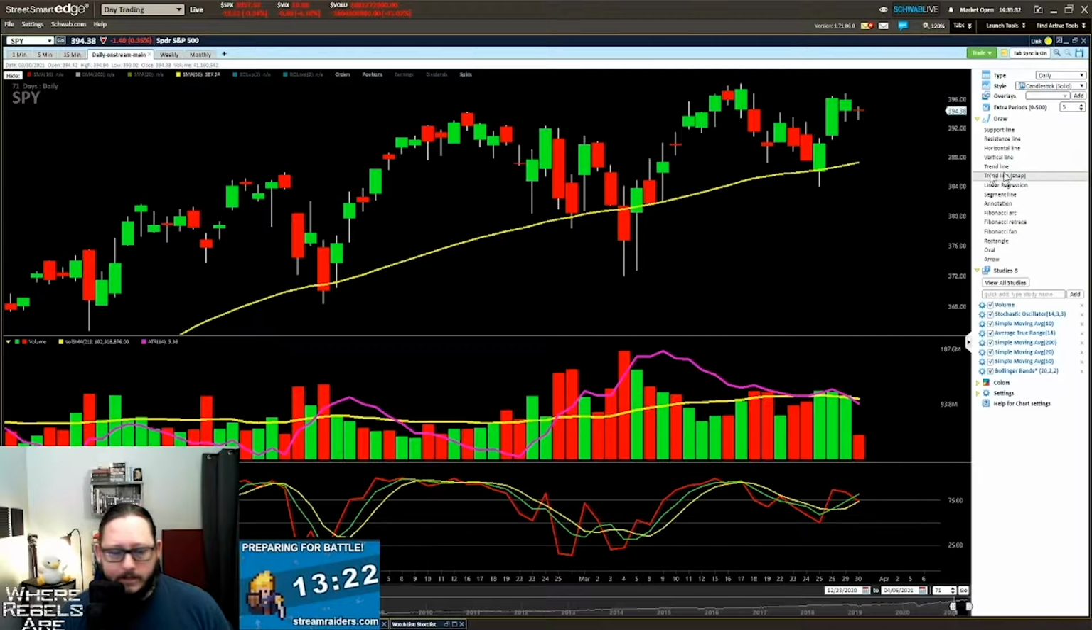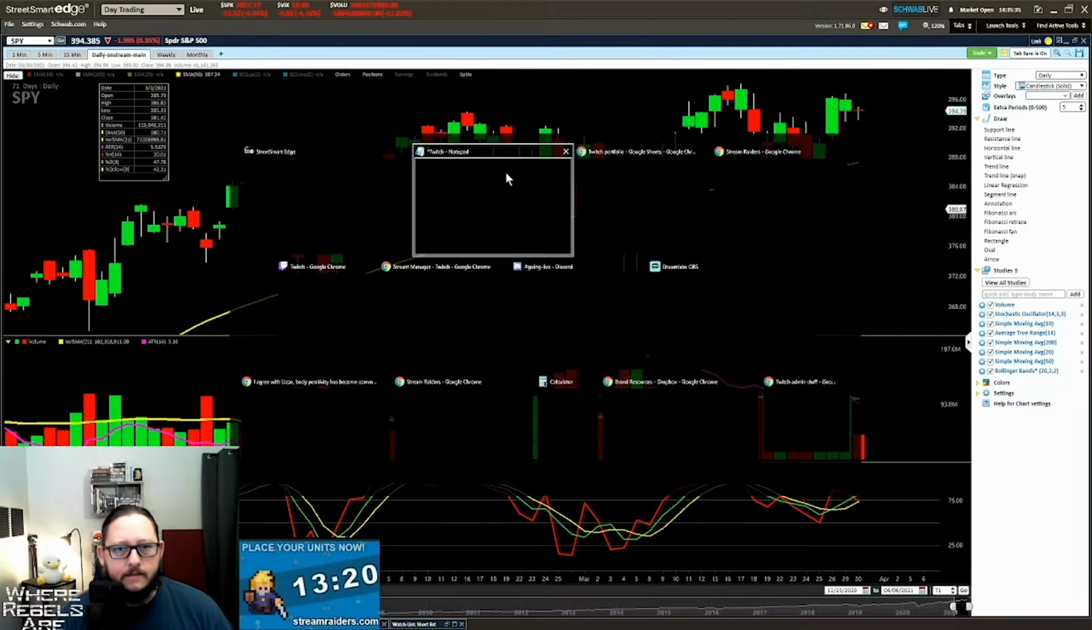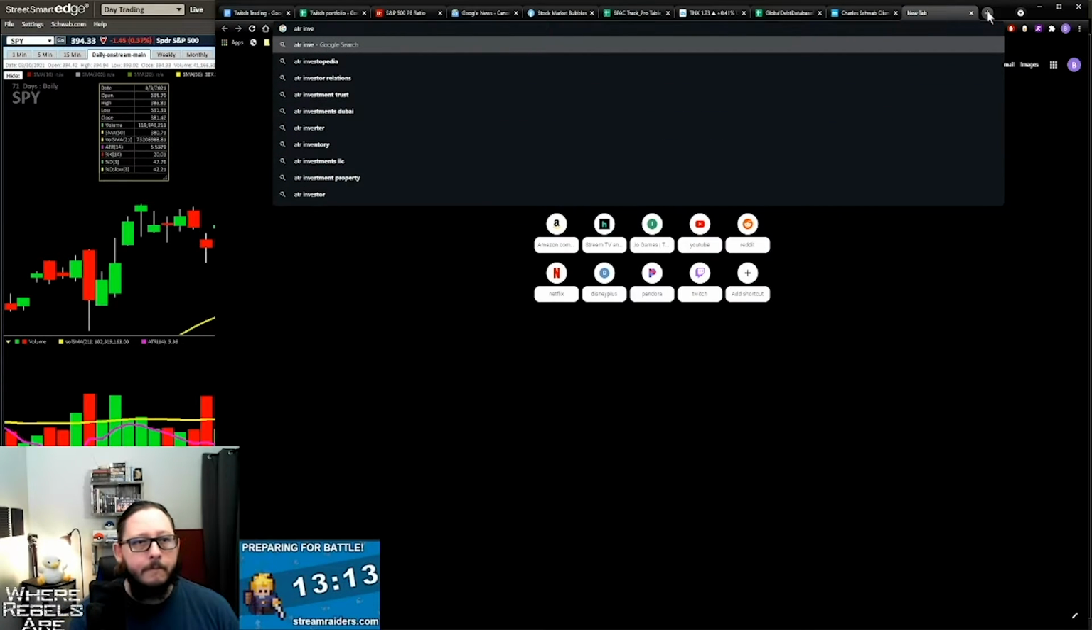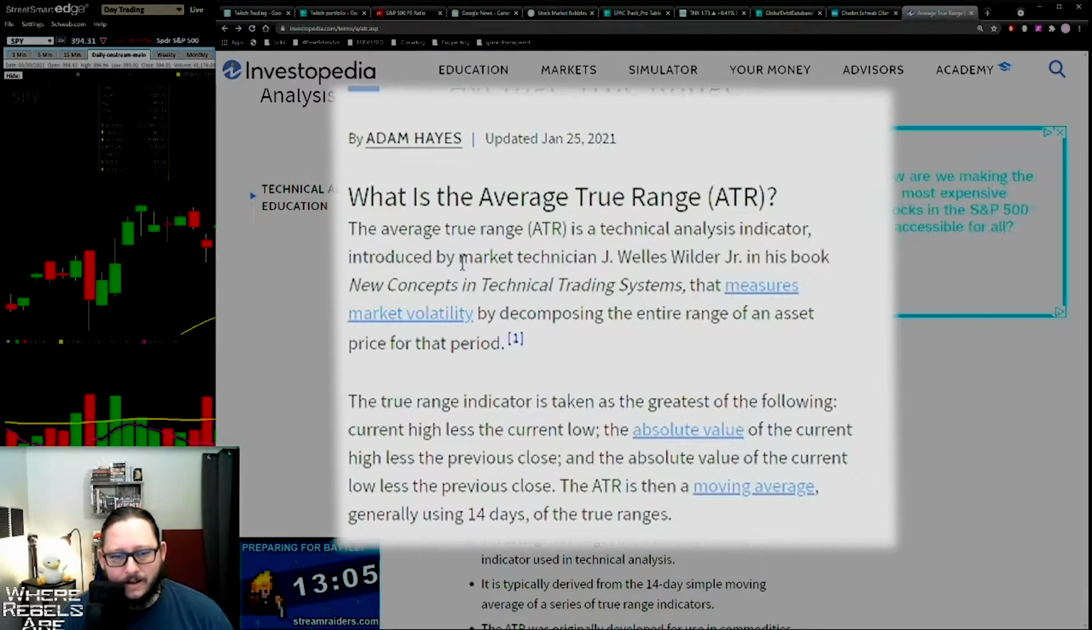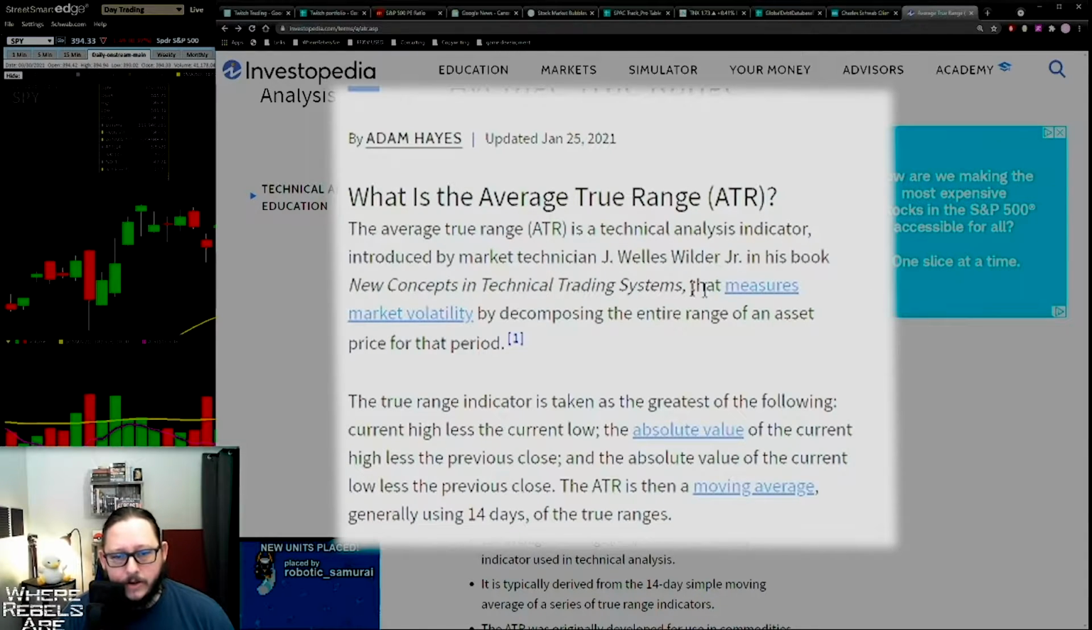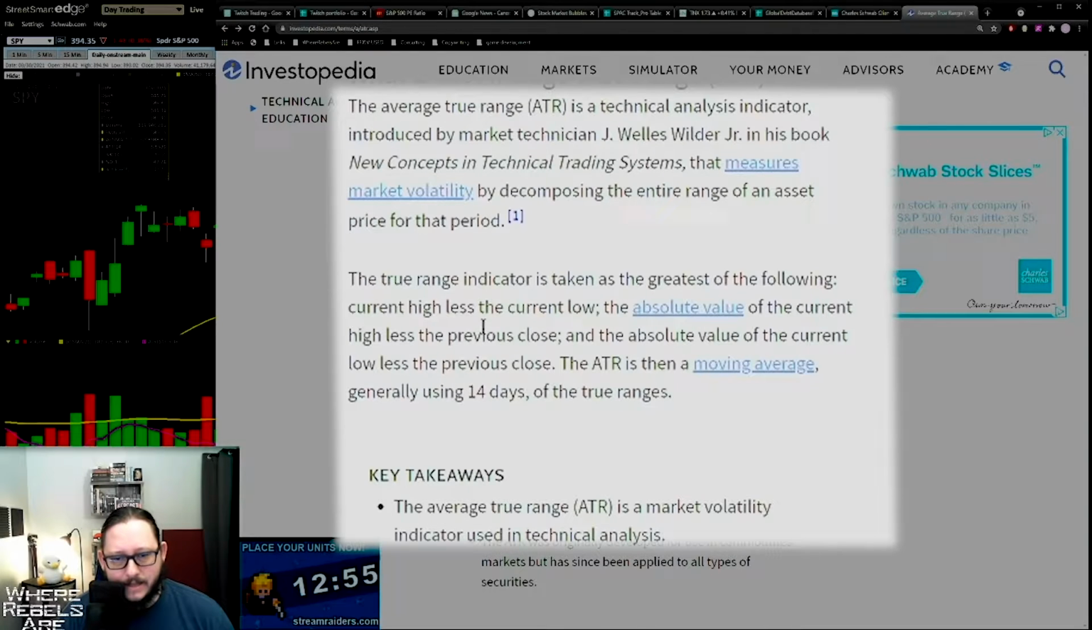So let's start with what the average true range is. From Wikipedia: average true range, or ATR, is a technical analysis indicator by market technician J. Wells Wilder Jr. in his book, New Concepts. It's an indicator taken as the greatest of the following: current high less the current low, the absolute value of the current high less the previous close, or the absolute value of the current low less the previous close. The ATR is then a moving average, generally using 14 days of the true ranges.